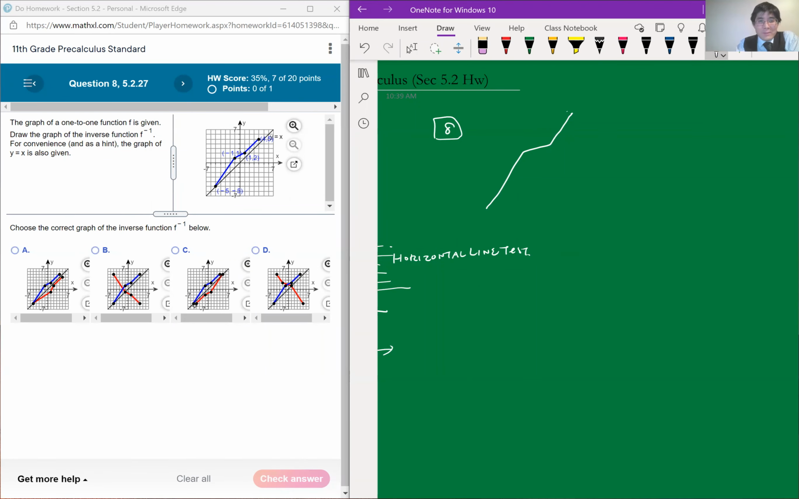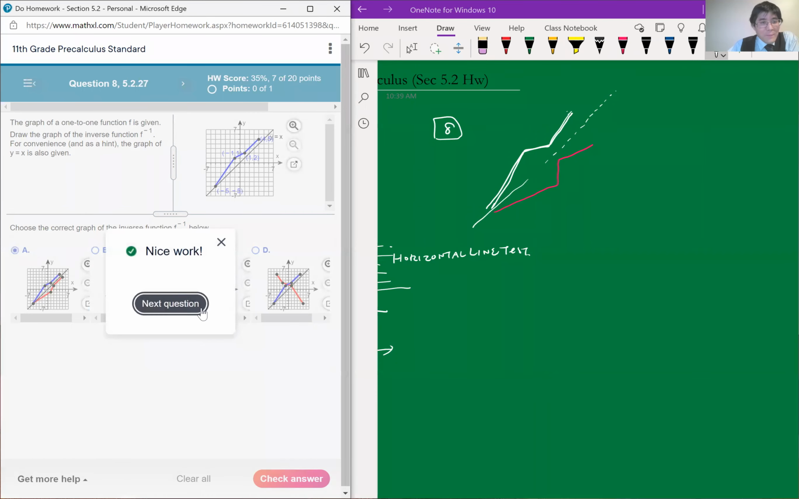The graph of the inverse must be symmetric with respect to the line y equals x. So if this is the given one-to-one function, then its inverse must look like this, symmetric with respect to the original function by the line y equals x. Looking at the symmetry, choice A and choice C look the best, but C is slightly not symmetric. So choice A would be the best choice for us.